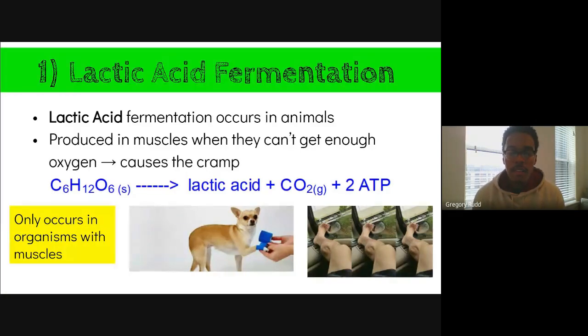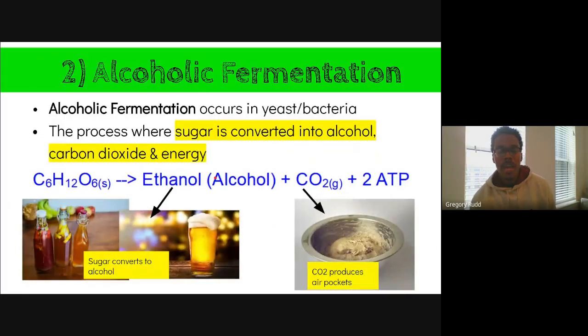Okay, so again, if your body is not able to use oxygen for aerobic respiration, it will start to do anaerobic respiration, specifically lactic acid fermentation, which makes lactic acid build up in your body and it can cause cramps. The other type of anaerobic respiration is called alcoholic fermentation. This only occurs in yeast and bacteria.